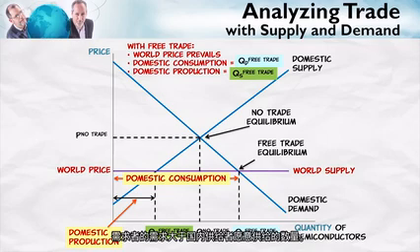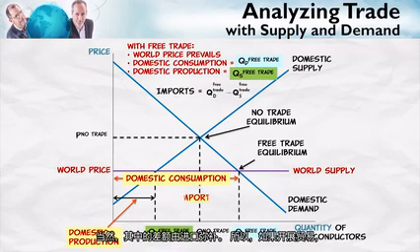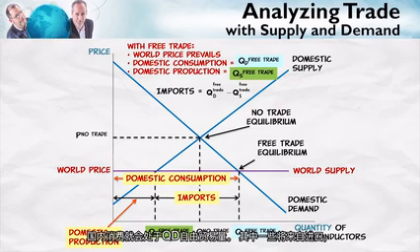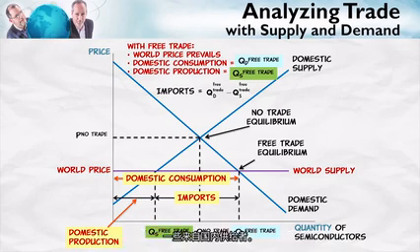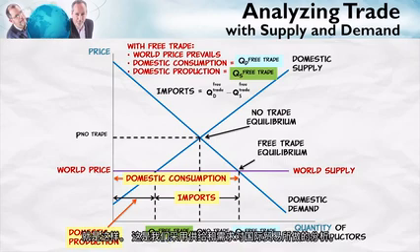demanders are demanding more than the domestic suppliers are willing to supply. The difference, of course, is made up by imports. So with trade, domestic consumption will be at QD free trade. Some of that will come from imports, and some of that will come from domestic suppliers. Okay, that's it. That's our analysis of international trade using supply and demand.